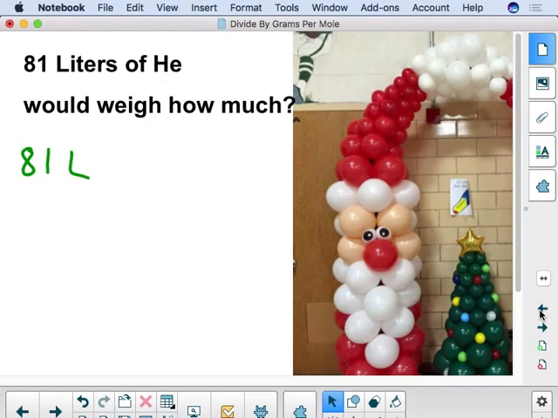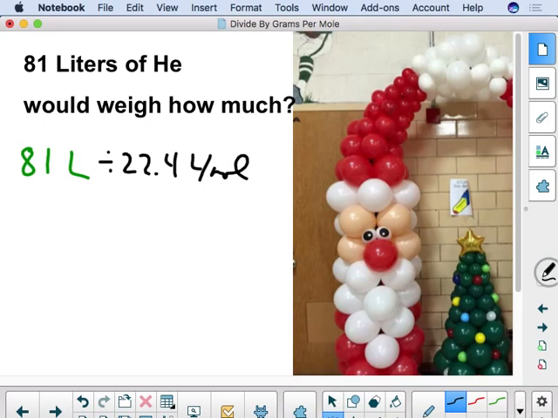Okay, 81 liters. What's my first step going to be as I'm going into moles? Divide by 22.4. Divide that by 22.4 liters per mole. That's going to give me a little bit less than 4. That's going to give me 3 point what? 3.6 moles. I don't have to clean up my sig figs yet because this isn't my final answer. I can carry extra information around if I want to.